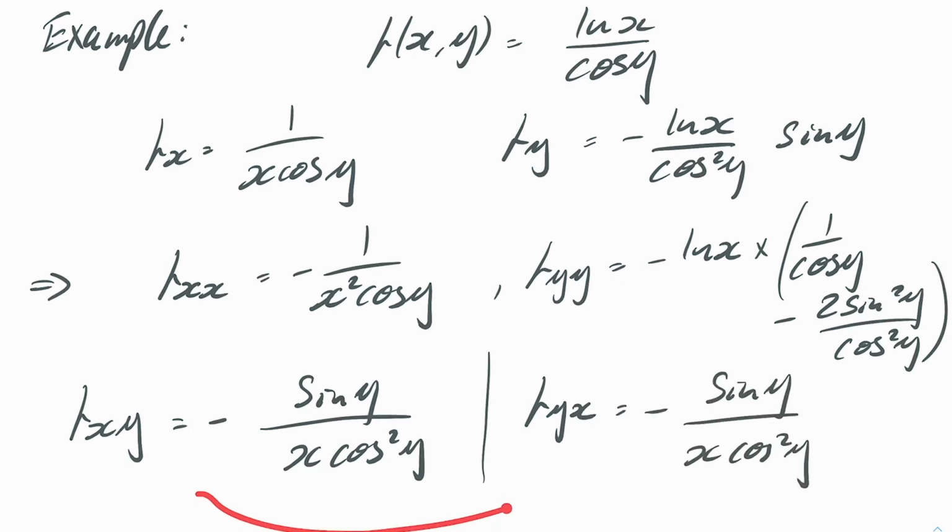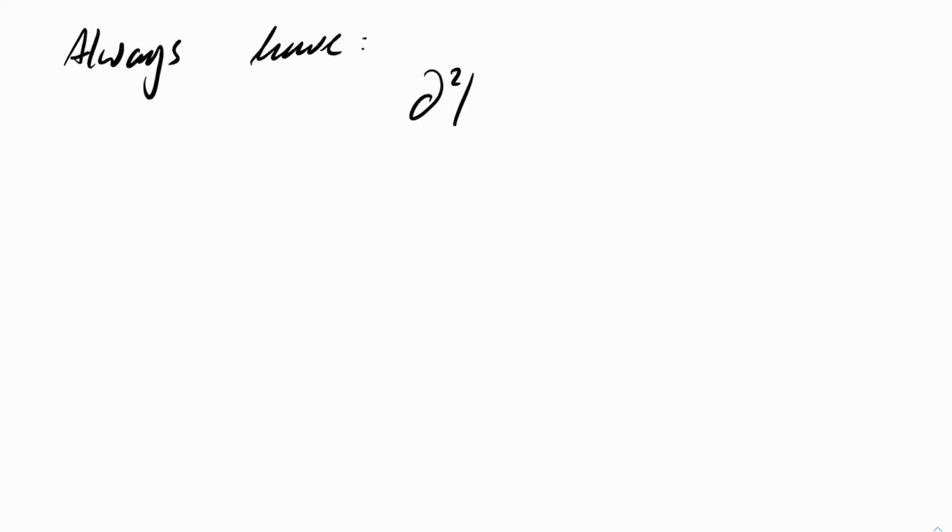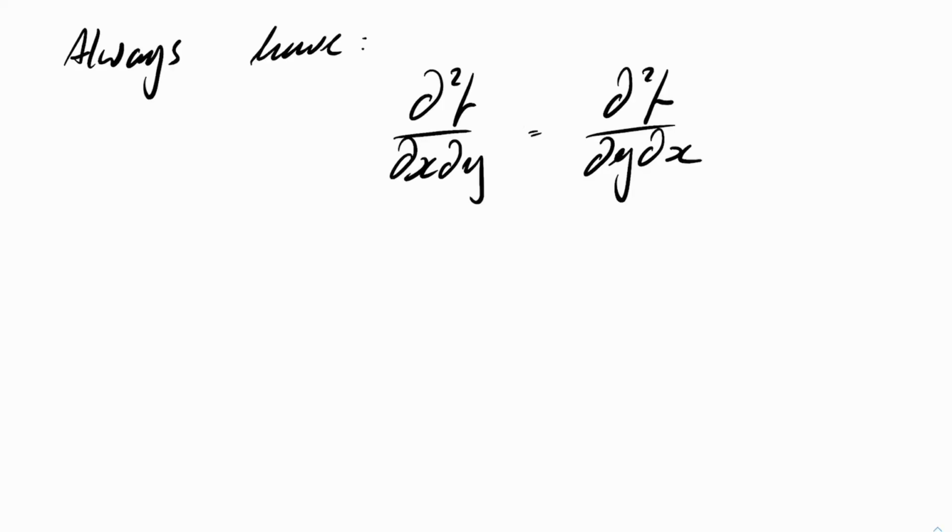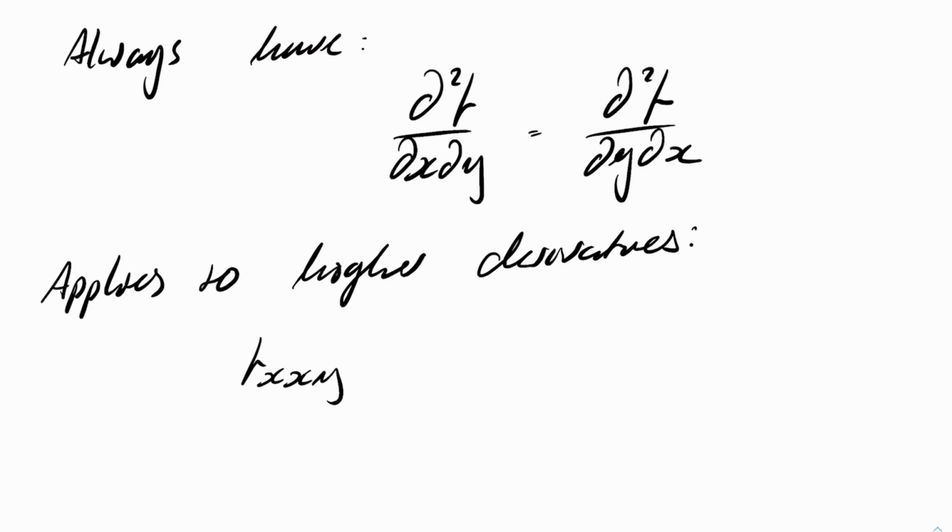that these two things are the same. And that's not a coincidence. Provided the derivatives exist, always have. So we say that partial derivatives commute. It doesn't matter which order you take them in. And this also applies to higher derivatives. So if I have the derivative of f with respect to x, then y, that's the same as the derivative with respect to x, then y, then x, which is the same as the derivative with respect to y, and then x, followed by x.